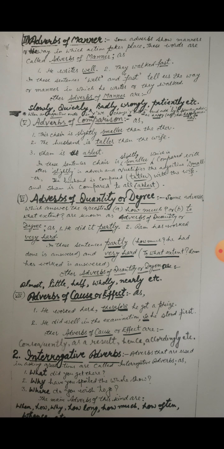Fifth one, adverbs of comparison. This chain is slightly smaller than the other. The husband is taller than the boy. The husband is taller than the wife. In these sentences, chain, taller, and the like are compared to the other one.